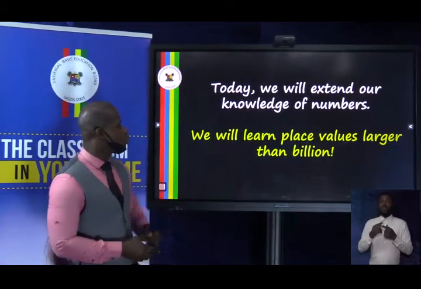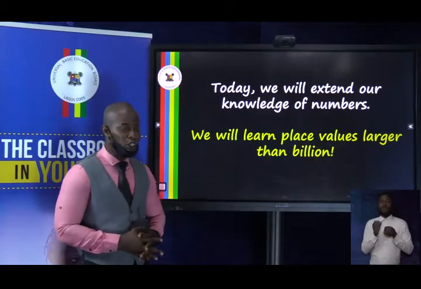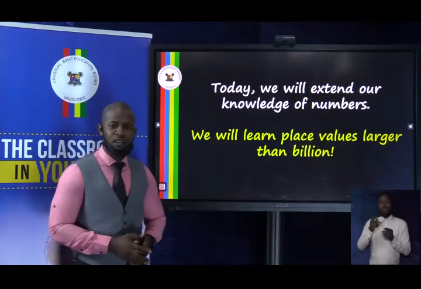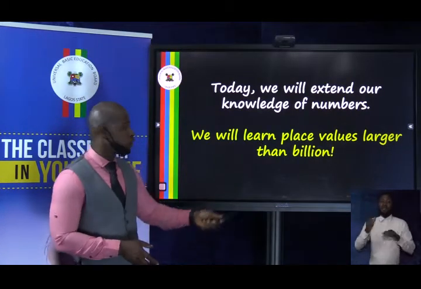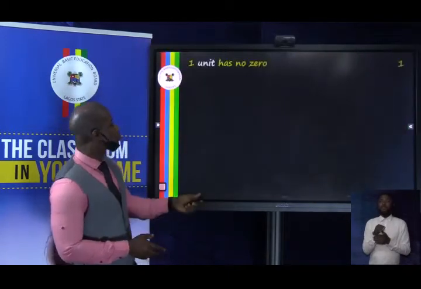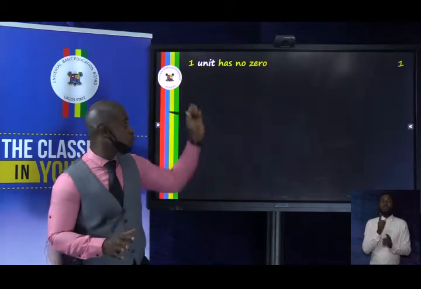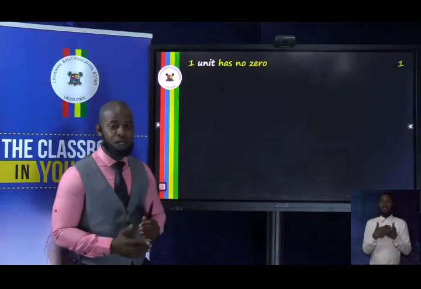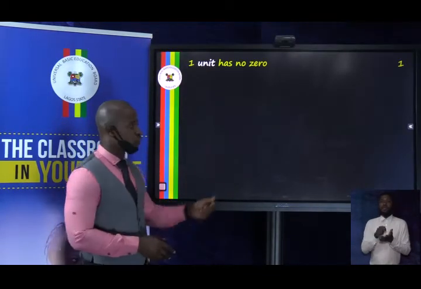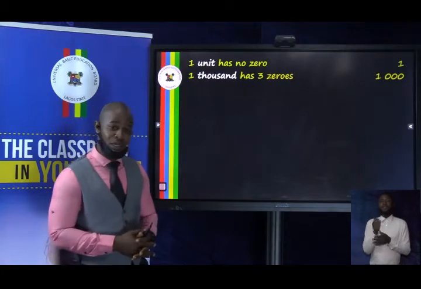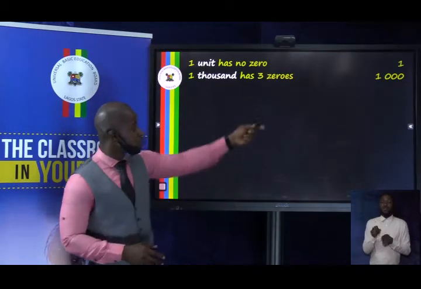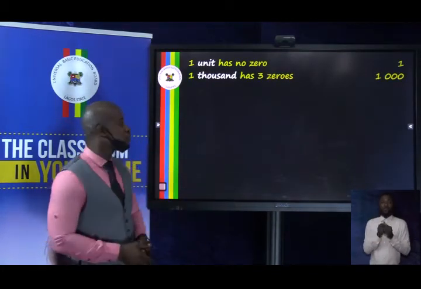Let's see. Today we will extend our knowledge of numbers. We will learn place values that are larger than billion that we have already learned today. So, of course, you know that we have 1 unit, and that has no zero. 1 is just 1, no zeros. But after ones, we count in thousands. And 1,000 has how many zeros? It has 3 zeros, as you can see. You're familiar with this one.